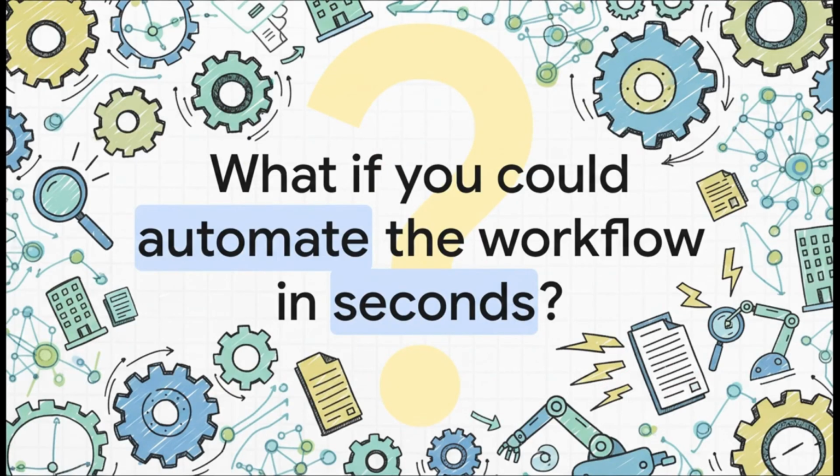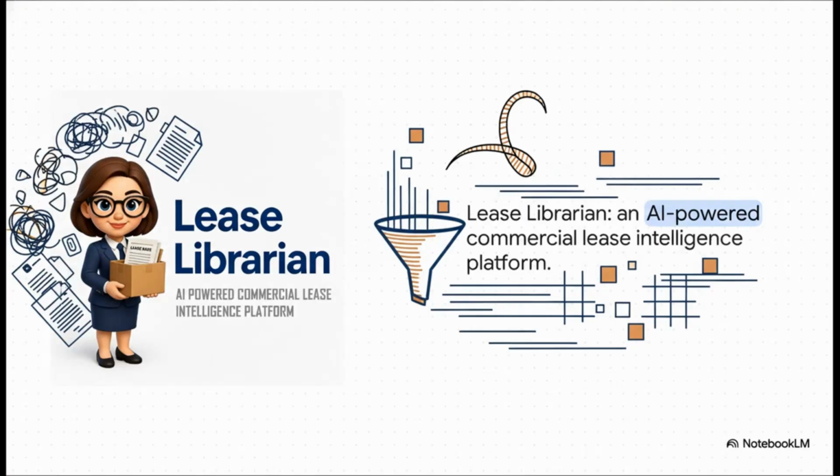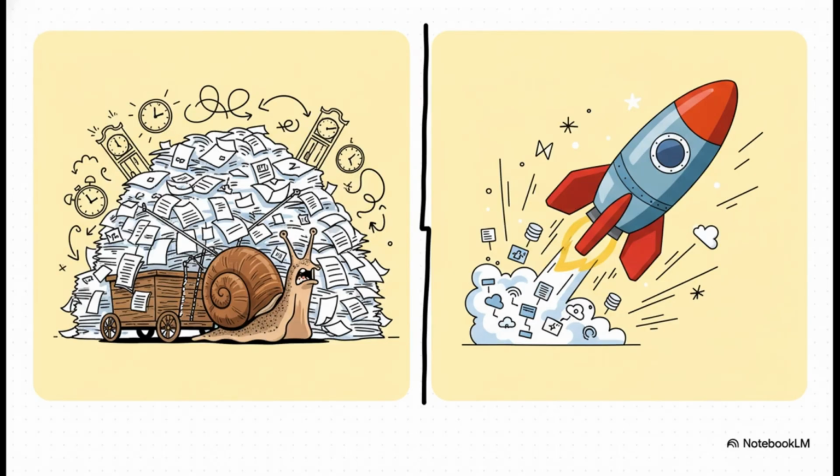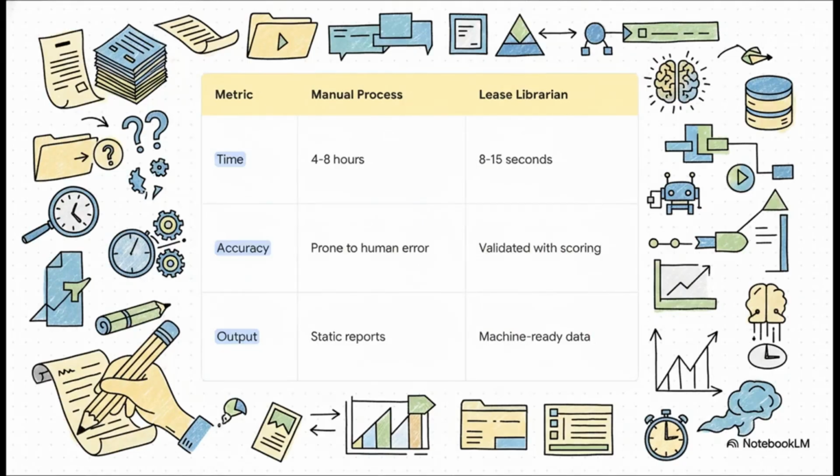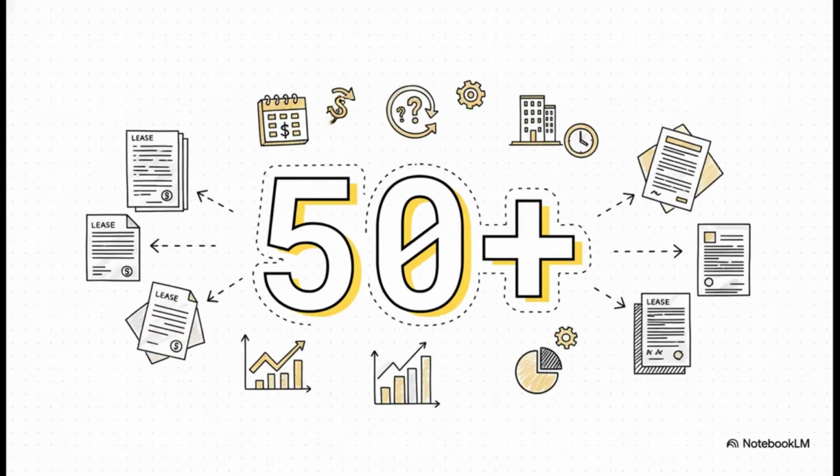But what if you could just automate the whole thing and turn all those hours into seconds? Well, that's where Lease Librarian comes in. It turns that document mess into clean, structured data. And honestly, the difference between the old way and the new way is just staggering. Instead of hours of error-prone work, you get machine-ready data in under 15 seconds. The platform pulls out over 50 critical data points, everything from rent schedules to renewal options.